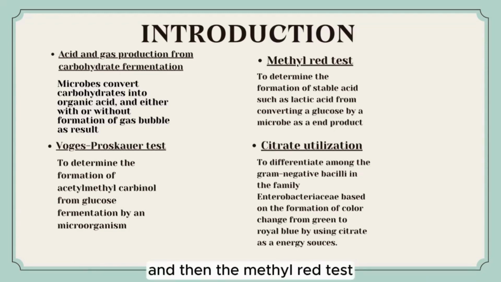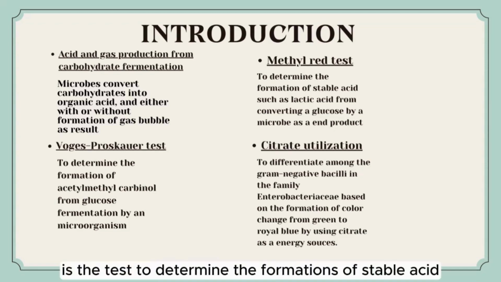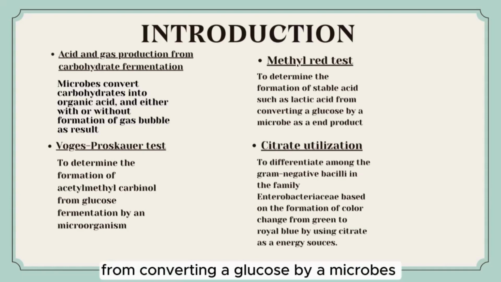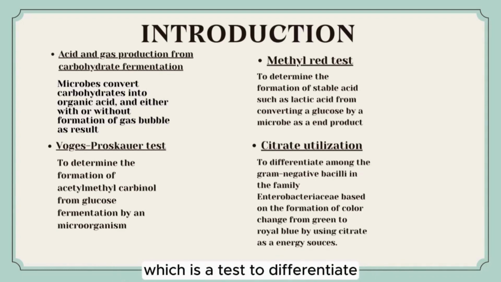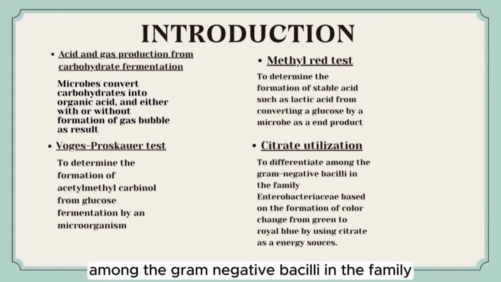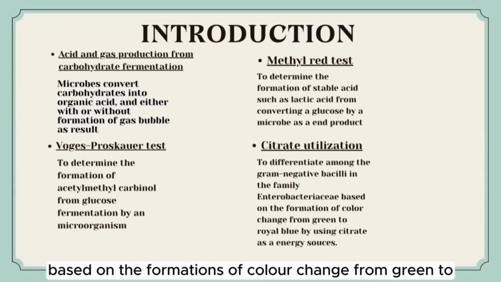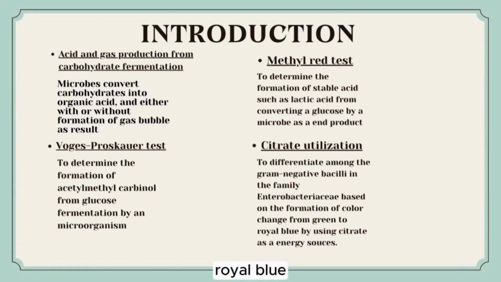And then the methyl red test is the test to determine the formation of stable acids such as lactic acid from converting glucose by microbes as an end product. And then the last part is citrate utilization, which is a test to differentiate among the gram-negative bacilli in the family Enterobacteriaceae based on the formation of color change from green to royal blue.